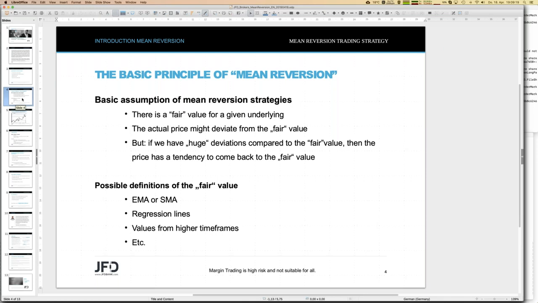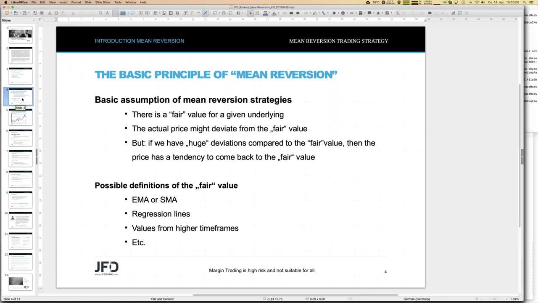Let's be practical here, let's be pragmatic. We just define something as being the fair value. One possibility is we just go for an EMA within our chart, and we call the EMA value the fair value. Why not? I don't have a real logical definition, or something where I can tell you that's the reason why you have to calculate the fair value exactly that way. No, we just call the EMA the fair value.